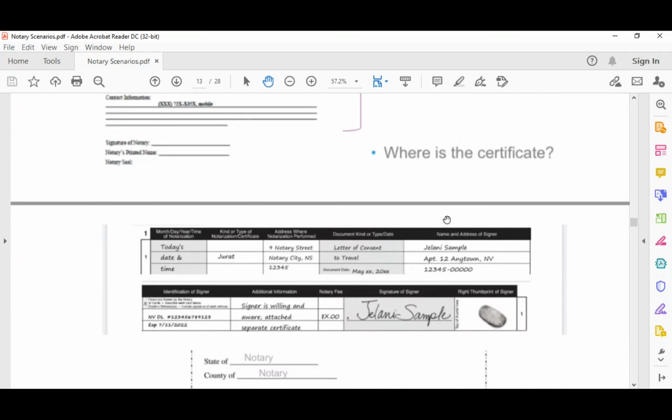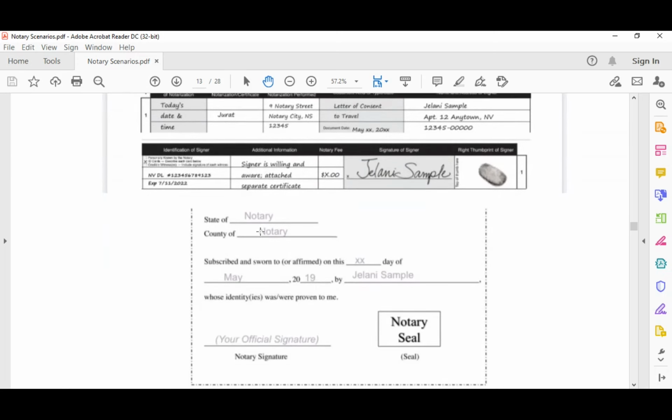Okay, so we're going to go ahead and fill out the journal entry here. And if you notice here in additional information, you attached a separate certificate. That is a significant occurrence that happened during your notarization. So that is something that you do want to list, okay? The address where notarization was performed, and then the signer's address. The type of document, today's date and time that it was done, his identification information, his signature, and a thumbprint.